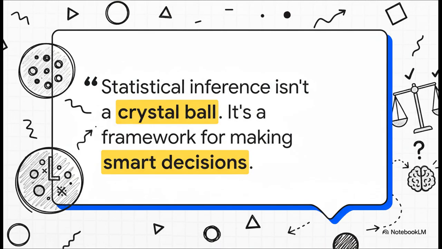So, if you only remember one thing from all this, let it be this. Statistical inference isn't some magic crystal ball that gives you a perfect answer. It's not about certainty. It's about having a logical, repeatable framework for making the best, smartest decisions you can when all you have to work with is incomplete, imperfect data. It is a powerful tool for navigating uncertainty.